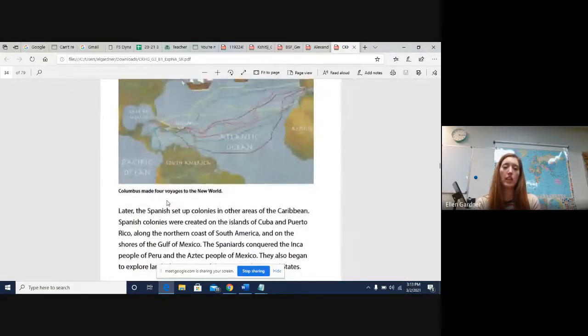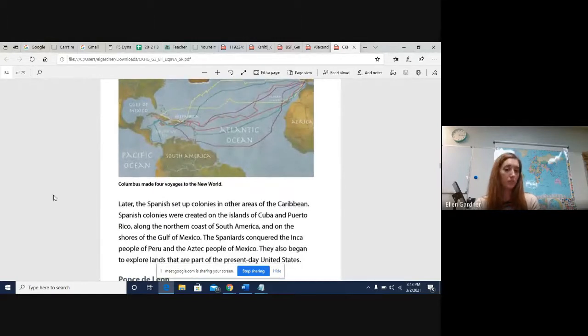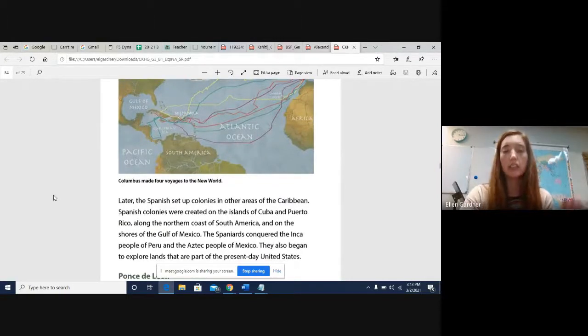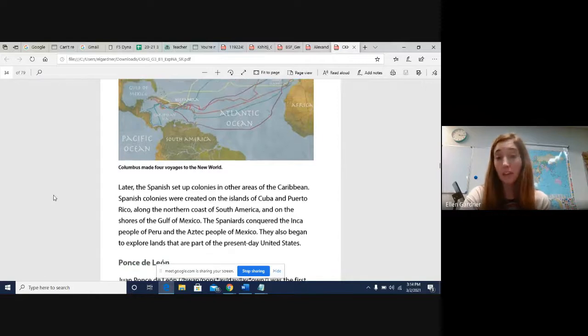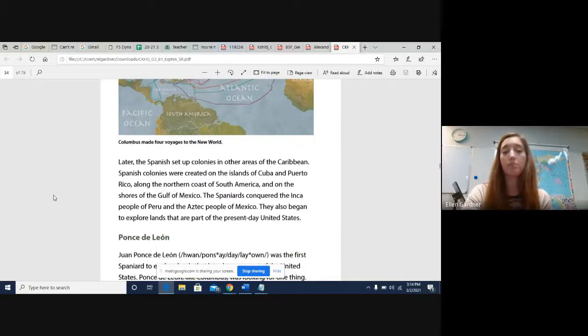Now later, the Spanish set up colonies in other parts of the Caribbean. Spanish colonies were created on the islands of Cuba and Puerto Rico, along the northern coast of South America, and on the shores of the Gulf of Mexico. The Spaniards conquered the Inca people of Peru and the Aztec people of Mexico. Wow, that was a huge accomplishment because those were ancient empires that were very, very strong and intelligent as well. You'll learn more about them in 5th grade at our school. They also began to explore lands that are part of the present-day United States.